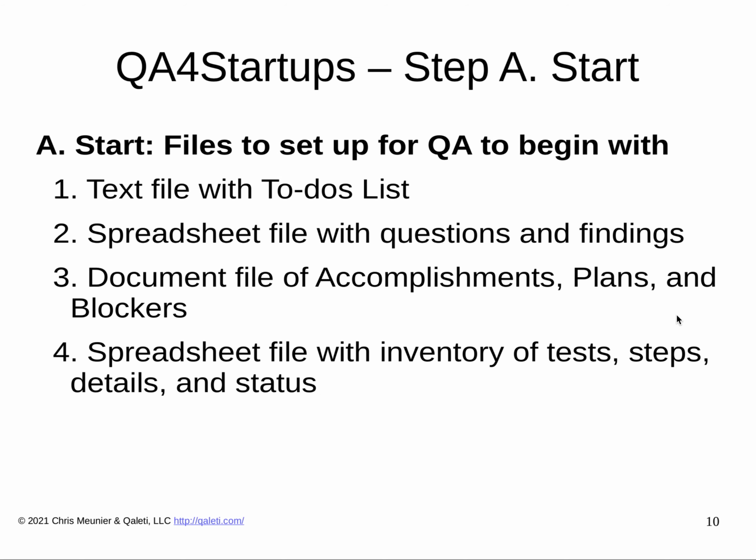So in summary, this step in the guide presents what we have covered, the first step in the QA4Startups Step A, Start. This step establishes and creates the basic files to set up for QA to begin with that I recommend. There are 4 files in this step. Each file is unique, has a value of its own, and is part of the toolbox for initiating and implementing a new QA program in an organization.